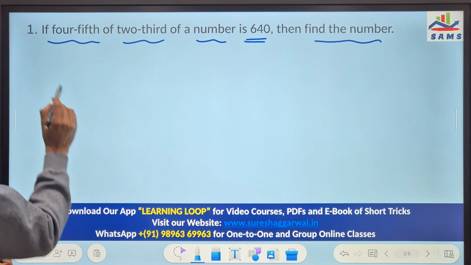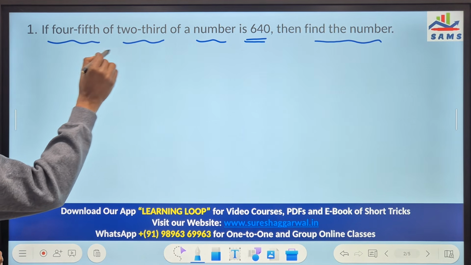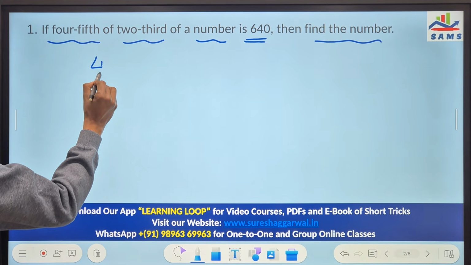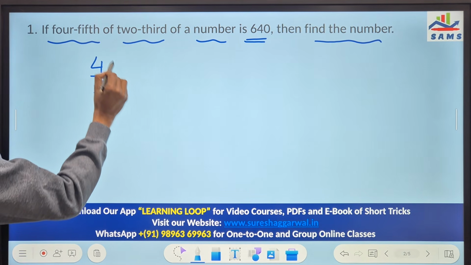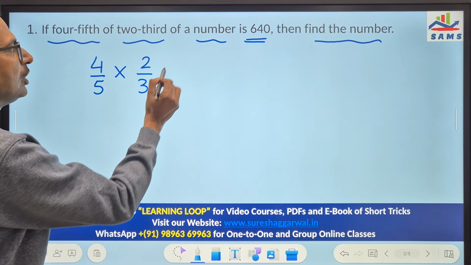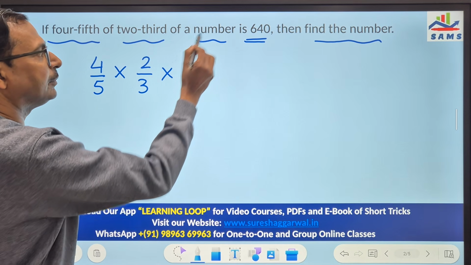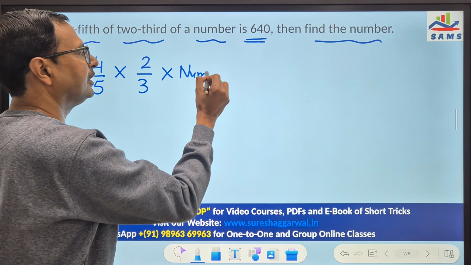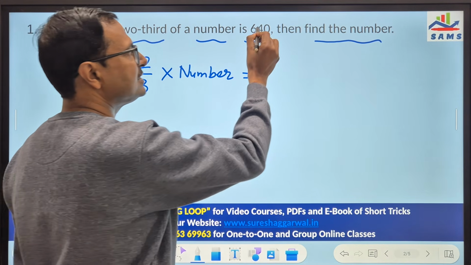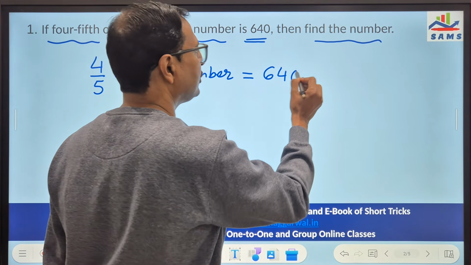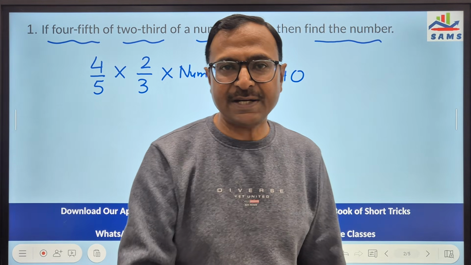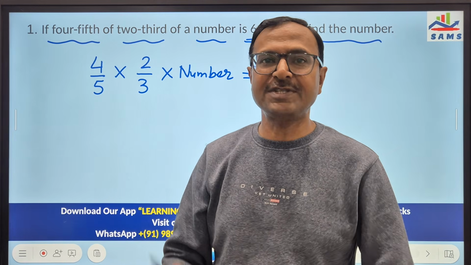Okay. So let's go by the statement and write it in the mathematical form. If 4/5 of 2/3 of a number, so I'll write number, is, means is equal to, 640. Now this is the mathematical representation of the statement which is given to us.